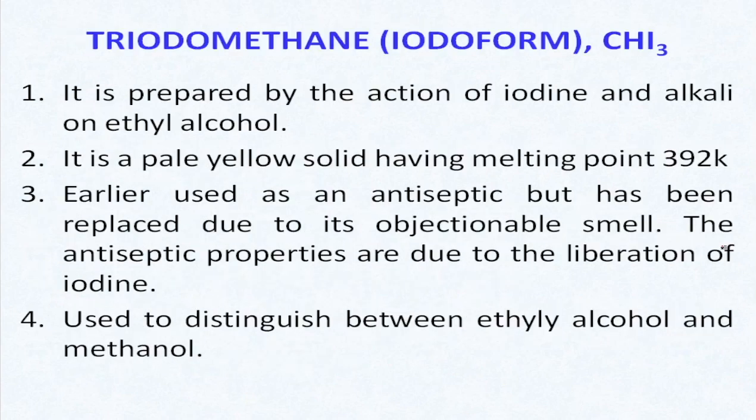Triiodomethane or iodoform, CHI3. Iodoform is prepared from iodine and alkali with ethyl alcohol. Iodoform is a pale yellow solid having a melting point of 392 Kelvin, and it is used as an antiseptic. Its antiseptic properties are due to the liberation of iodine, like betadine. It is used to distinguish ethyl alcohol from methanol.